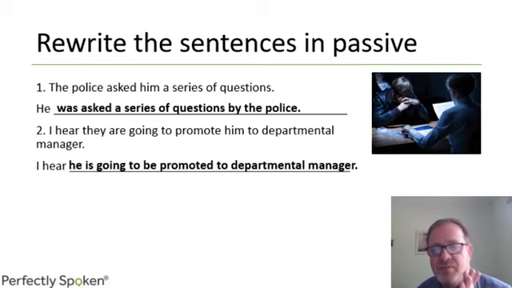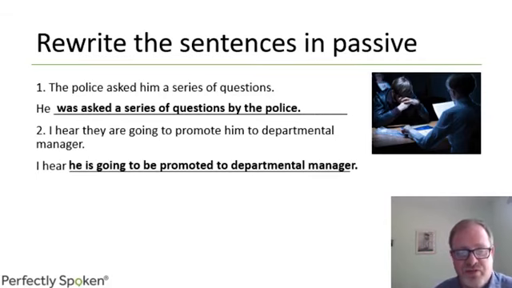So he's going to be promoted to departmental management. This is "going to" for the future. So it's the verb to be, going to, plus the verb to be in the infinitive, plus the past participle.